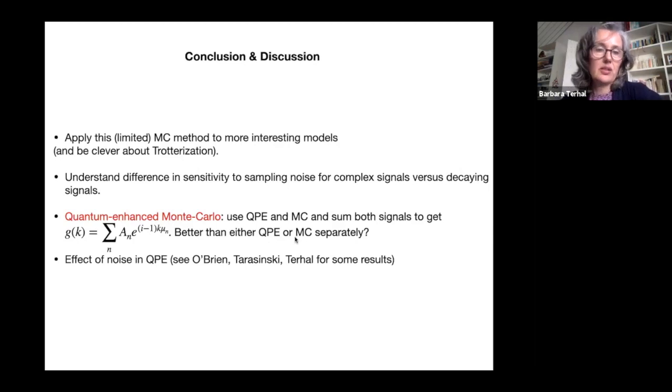And then there's another question about quantum phase estimation and the effect of noise, which we have some initial thoughts on in this paper by O'Brien, Tarasinski, and Terhal. So I'd like to leave it at this and hope you have some questions.